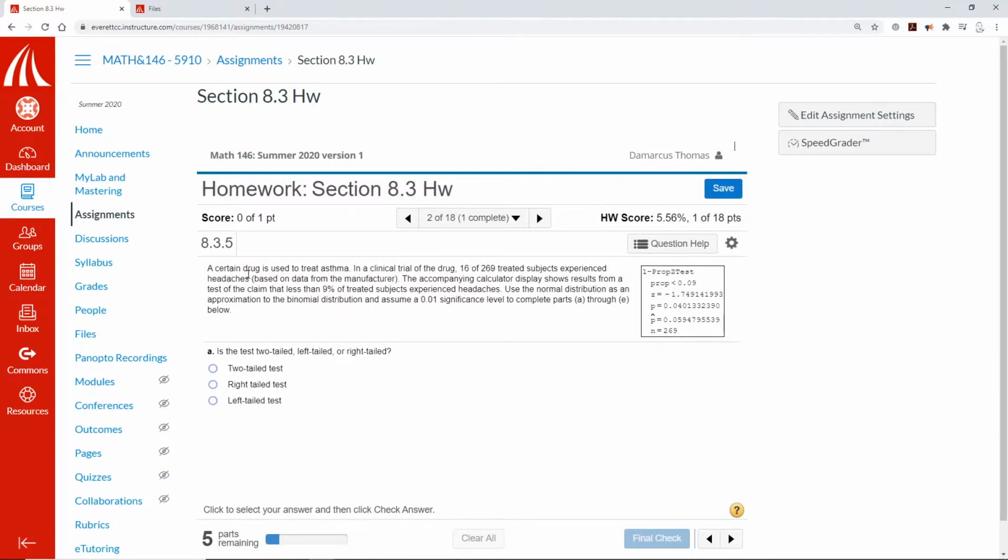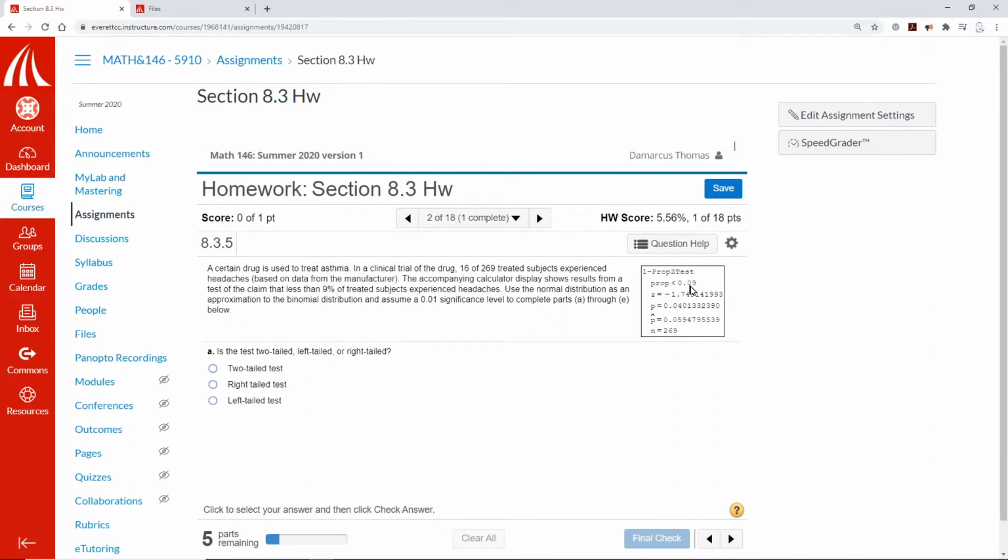And a certain drug, well, I don't even have to read the whole thing. I can answer this one right now. Is the test two-tail, left tail, or right tail? In order for me to decide, I need to look at this. Because this says the proportion is less than 0.09, that means that it is a left tail test.